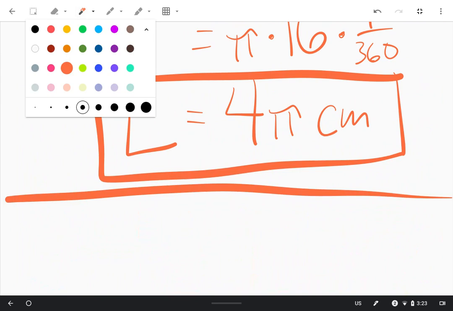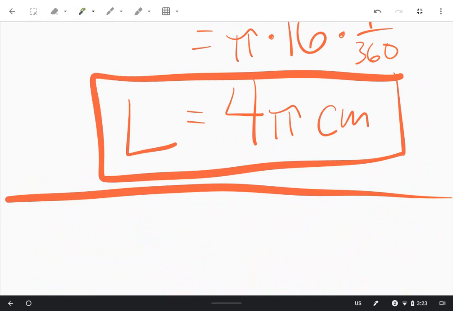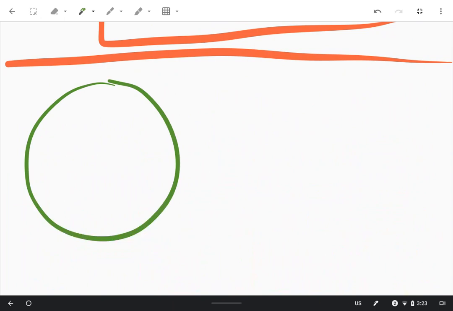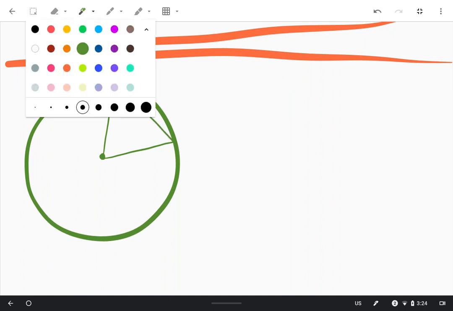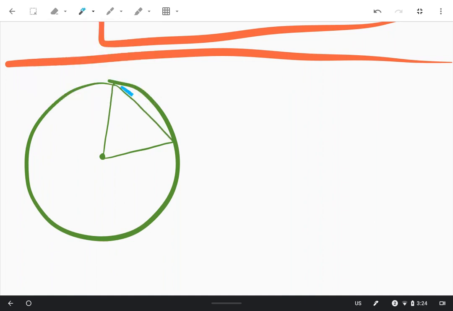Now, let's say that we are given another circle, and we're given an angle. So we're given this like this. And we're told, find the area of the segment. So we'll be talking about just this part.